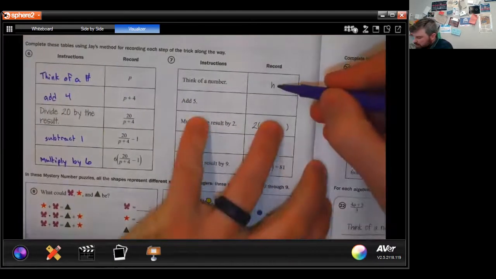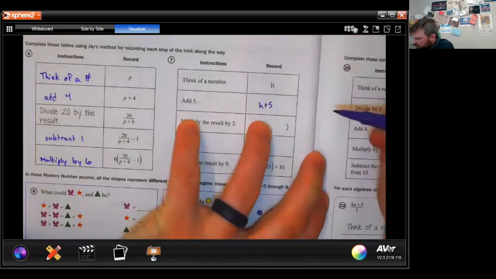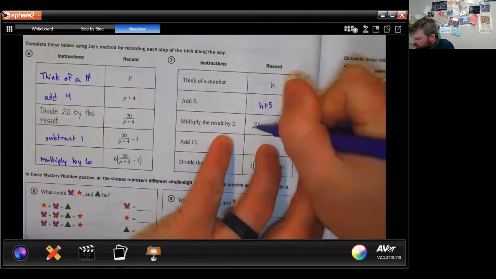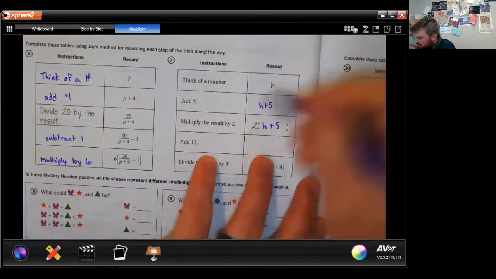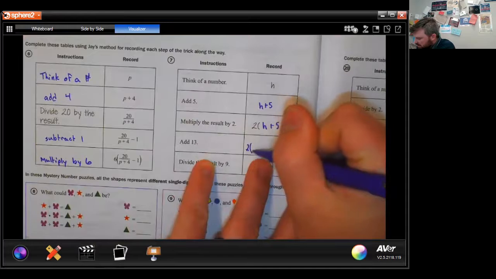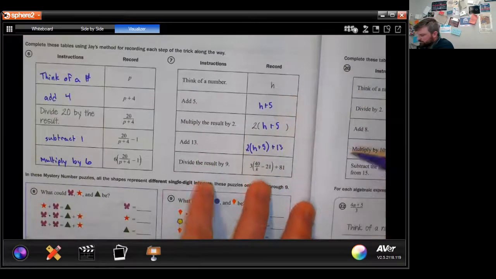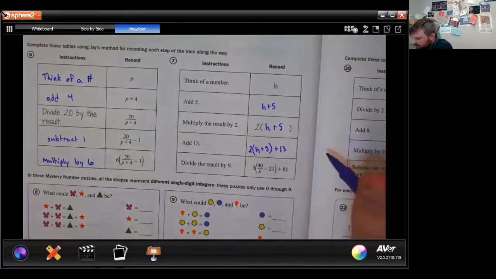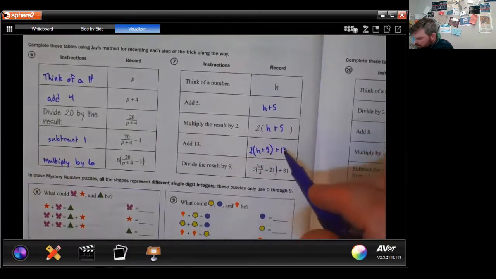So think of a number H, we're going to add 5. So H plus 5. Multiply the result by 2. So we're going to take this result and multiply it by 2. They kind of helped us out there. And then add 13. So I still have that top rule. I'm just going to add 13 to it. Okay, and then divide the result by 9.